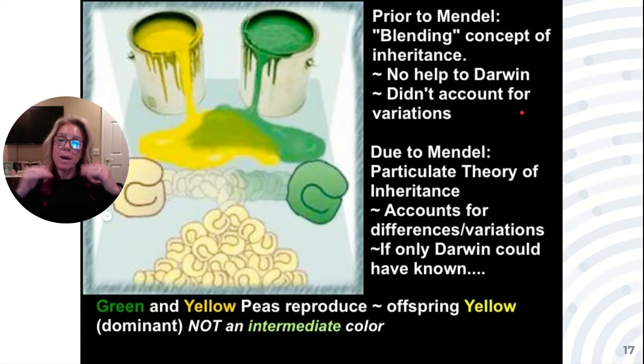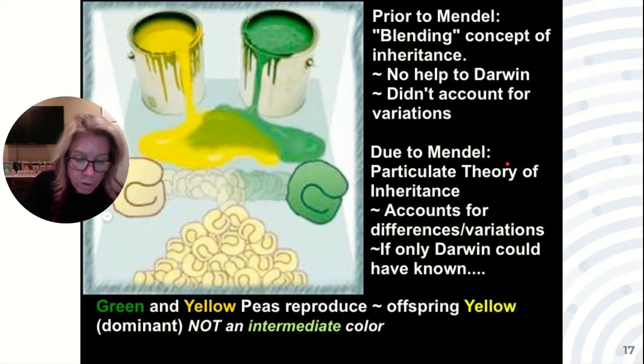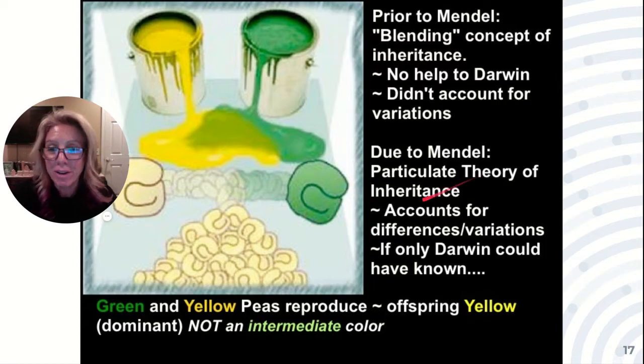Now, this blending concept, no help to Darwin. It didn't account for why you had specific variations and why those variations then could be selected for and be better, have better adaptations for that particular environment. Darwin needed to understand that part because having variations was so critical to his theory of natural selection. But due to Mendel, the particulate theory of inheritance came about, and it could explain the differences and variations in those offspring. So traits, let's see, on your notes: before Mendel, blending, offspring would have traits intermediate between those of the parents. It did not help Darwin because it did not account for variations.